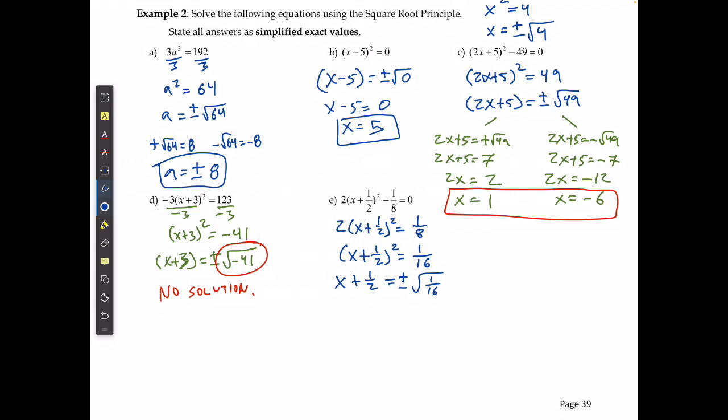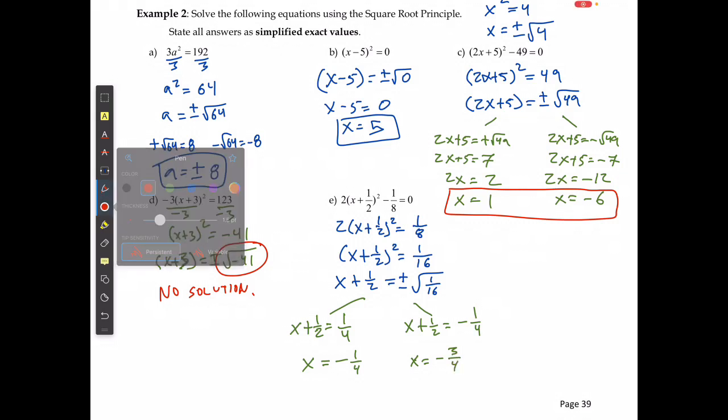And then, like with example C, I'm going to split it off into the two possibilities. I can either have x plus 1/2 is equal to the positive square root of 1/16, or 1/4, or I can say that x plus 1/2 is equal to the negative square root of 1/16, -1/4. When I subtract 1/2 from both sides in the first case, I get -1/4. When I subtract 1/2 from the second case, I get x is equal to -3/4. And there's my solutions.